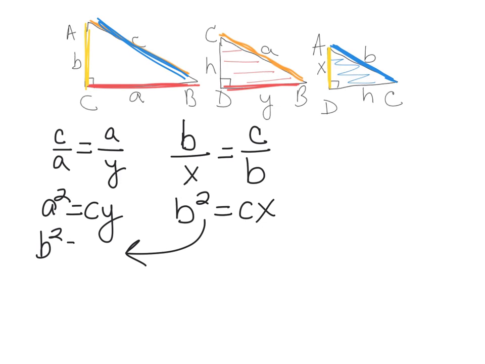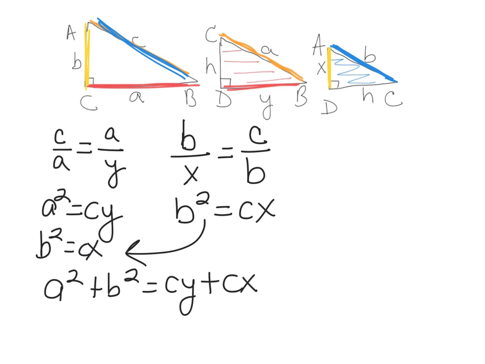I now just use the addition property. I can just add them together. That gives me a squared plus b squared equals cy plus cx. Well, what do I do now? Well, I can factor out that c. So I can take a squared plus b squared equals c multiplied by y plus x.